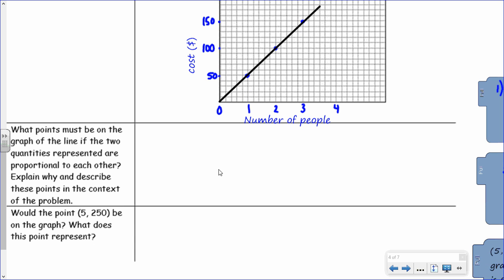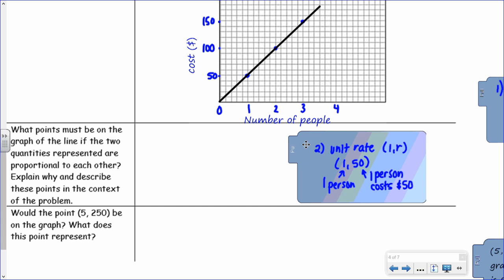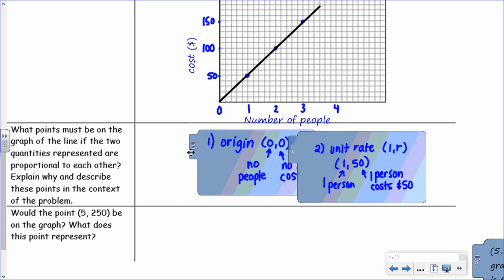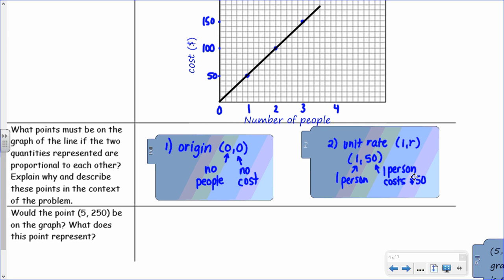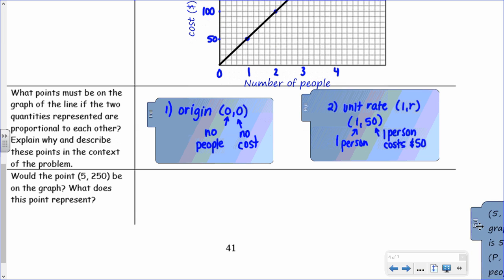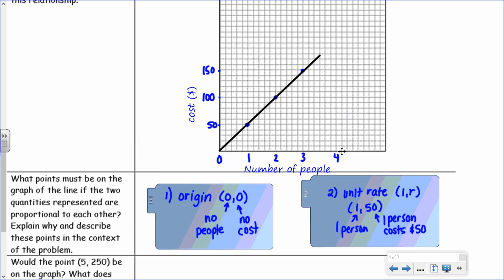Okay, so the point that has to be on here, I think we talked about this already. You have to put in 0, 0. Okay, no people, no cost. And then you really want to make sure that you have the unit rate. One person, $50. Okay, what does 5, 250 represent? Would it be on the graph?